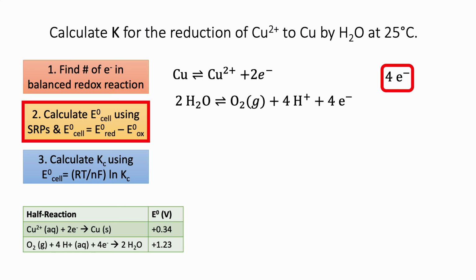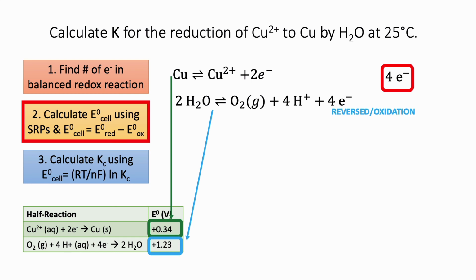Now we're going to calculate our cell potential. What are our standard reduction potentials? For copper, the reduction potential is plus 0.34. This one again is plus 1.23. Remember, that is the oxidation reaction because it's reversed. So we can plug that into our cell potential equation. We have 0.34 minus 1.23, and that gives us a cell potential of negative 0.89 volts.